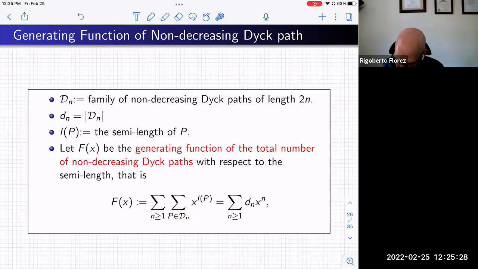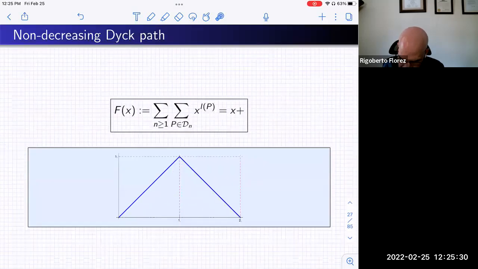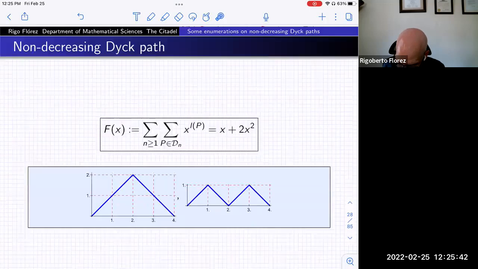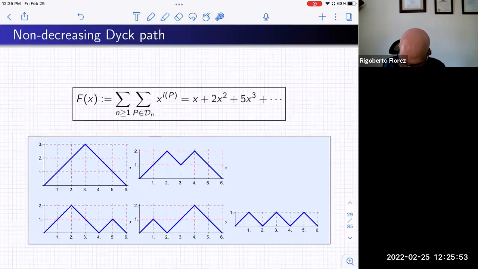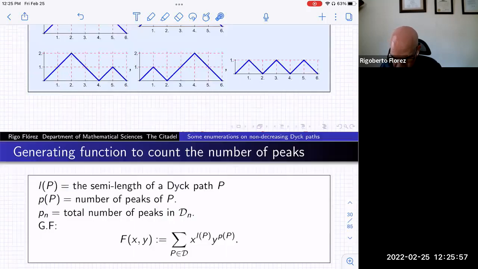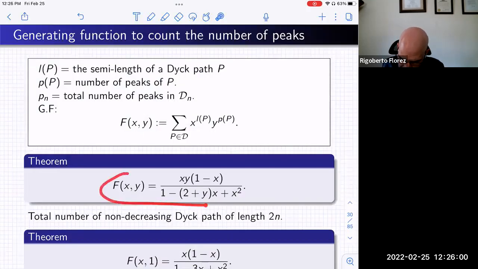Let's see one example of that. If n is equal to 1, so semi-length 1, length 2, we say it is 1. When n is equal to 2, we have 1 and another 1, you obtain, okay, 2, right, equal to 2. And if its length is 3, we obtain 5, and so on. So this is the generating function.